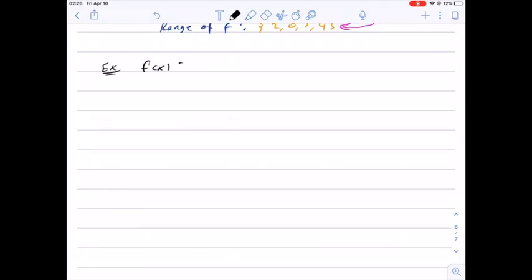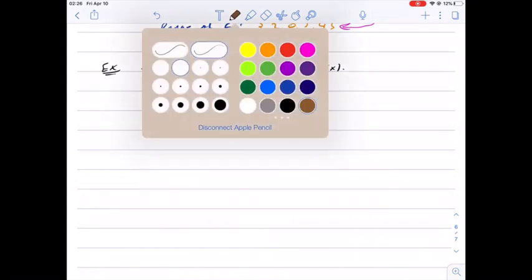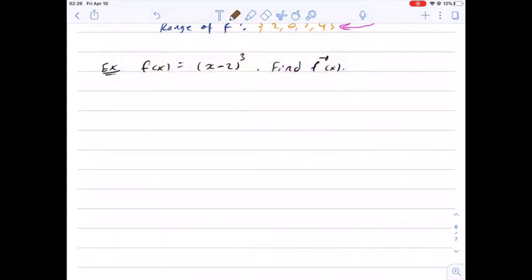Now let's take another example. If f of x is equal to (x minus 2) raised to the power 3, we want to find f inverse of x, the inverse of this function. So to do so, let's first show that the function is 1-to-1. We can show this by graphing the function.